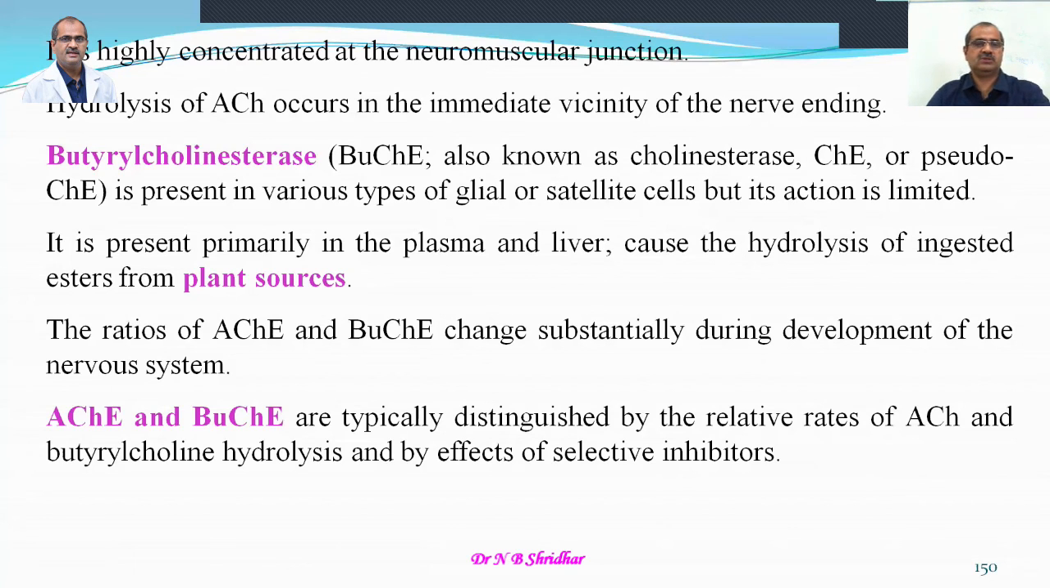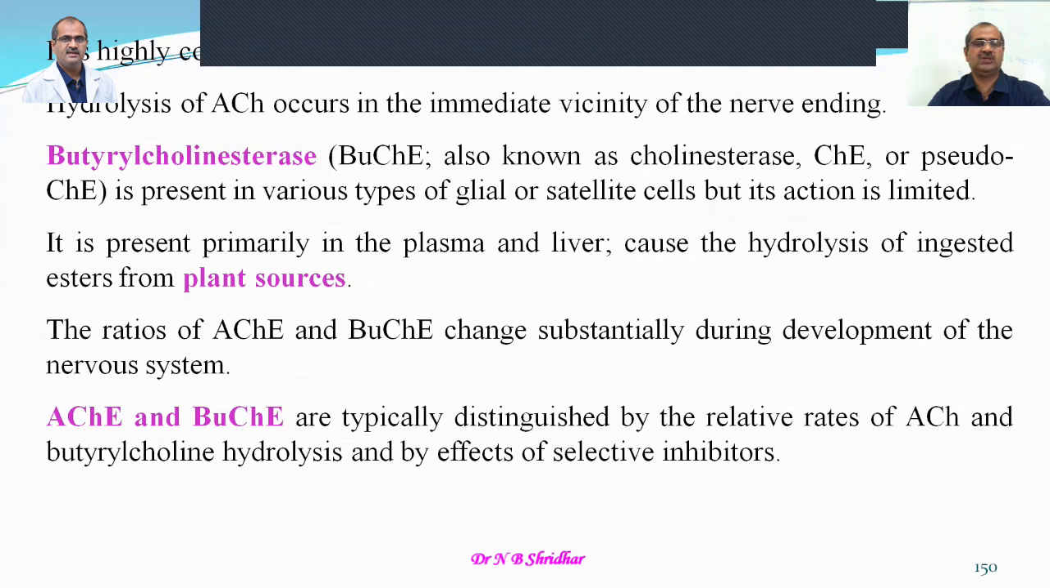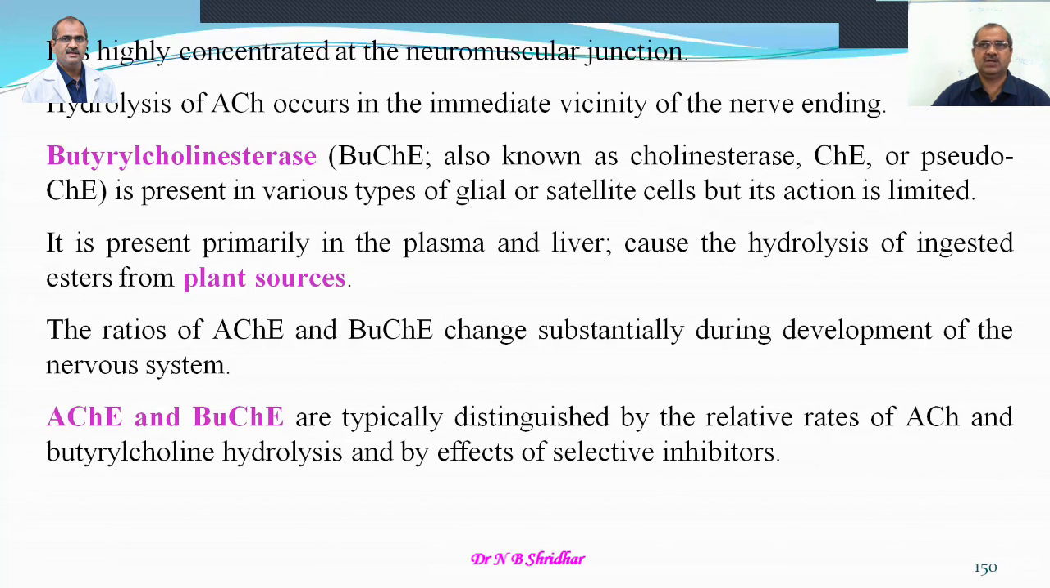So what is the action of butyrylcholinesterase? It is present primarily in the plasma and liver and causes hydrolysis of ingested esters from plant sources. The reason for its presence is that every day we consume a lot of such esters, and in the liver and elsewhere there is hydrolysis of ingested esters, especially esters of acetylcholine or other congeners. The ratios of acetylcholinesterase and butyrylcholinesterase change substantially during development of the nervous system, where both are present.